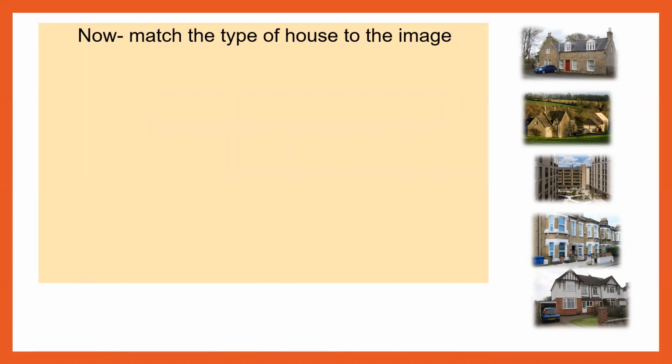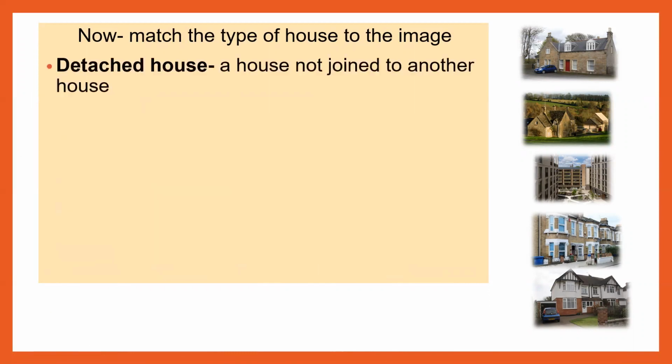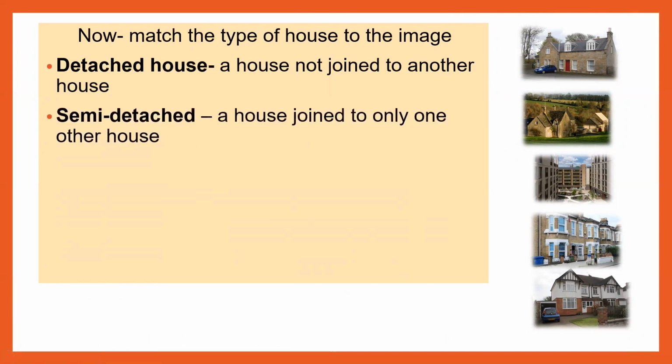So we're going to match those, which we've already done. So we're just going to talk about the different terminologies and what they mean. When we talk about a detached house, that is a house that is not joined to another one. We looked at maybe that example here, that this would be a detached house. Then a semi-detached house, which was a house joined to only one other house.